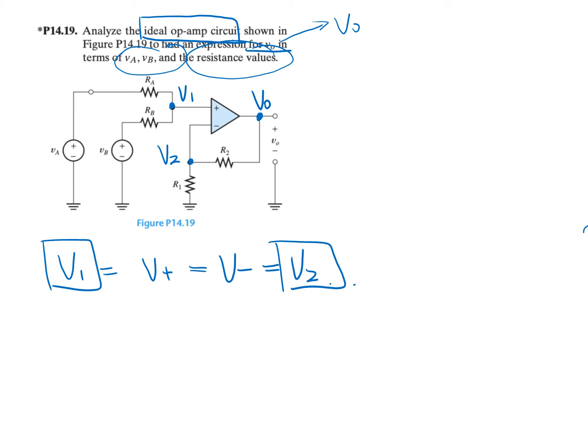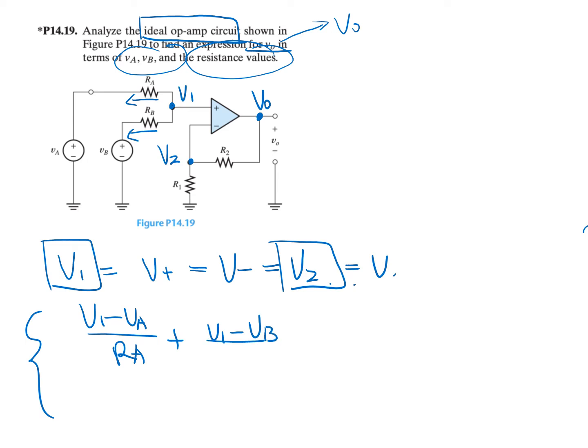For this question, we now have two unknowns. Let's say this is V. So our first unknown is V, and the other one is V out. We need to write two KCL equations to perform nodal analysis and solve this question. So let's write the equations. We can first write the equation at node 1. Assume all the currents leave that node. So we have V1 minus VA divided by RA plus V1 minus VB divided by RB is equal to 0.